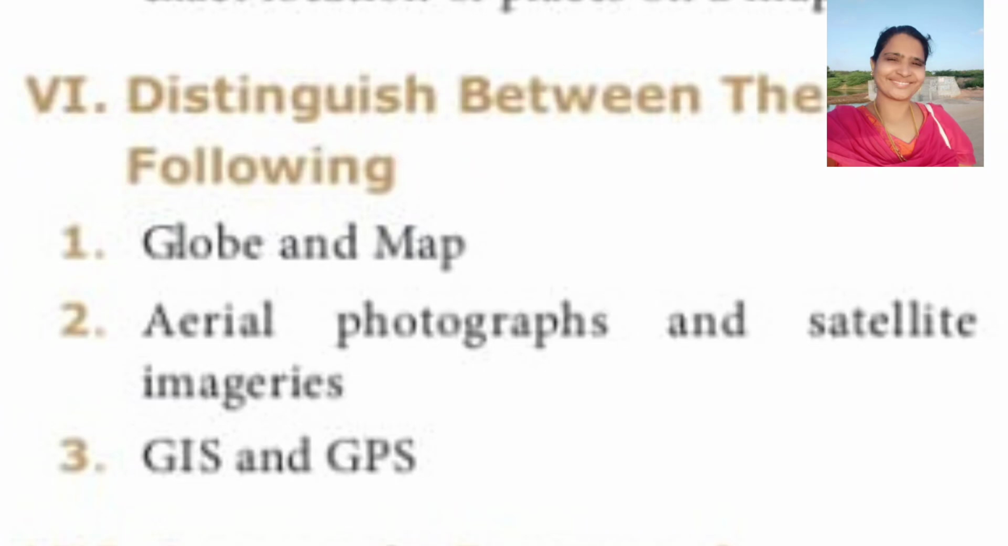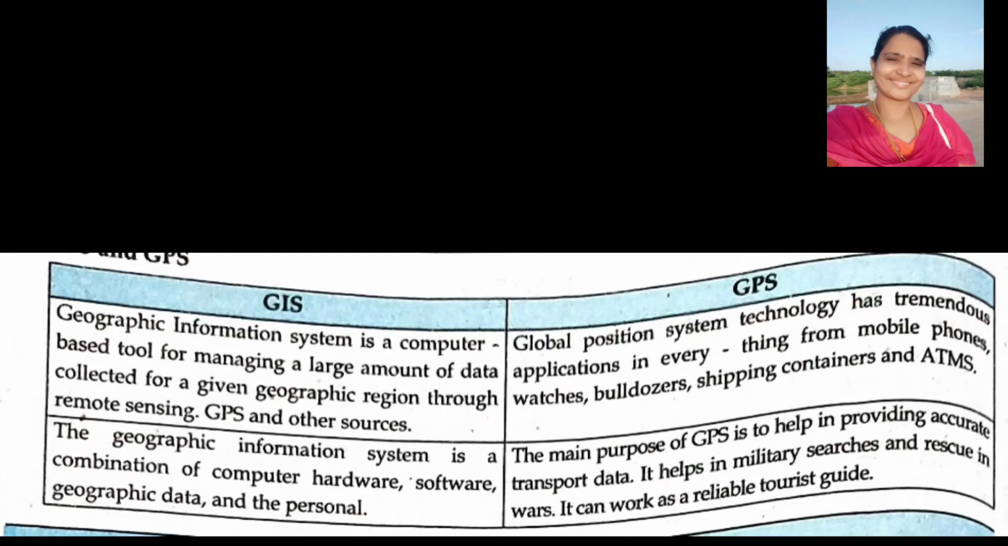Okay, next one, GIS and GPS. Geographic Information System is a computer-based tool for managing a large amount of data collected for a given geographic region through remote sensing, GPS and other sources. Whereas GPS means Global Positioning System. Technology has tremendous application in everything from mobile phones, watches, bulldozers, shipping containers and ATMs.